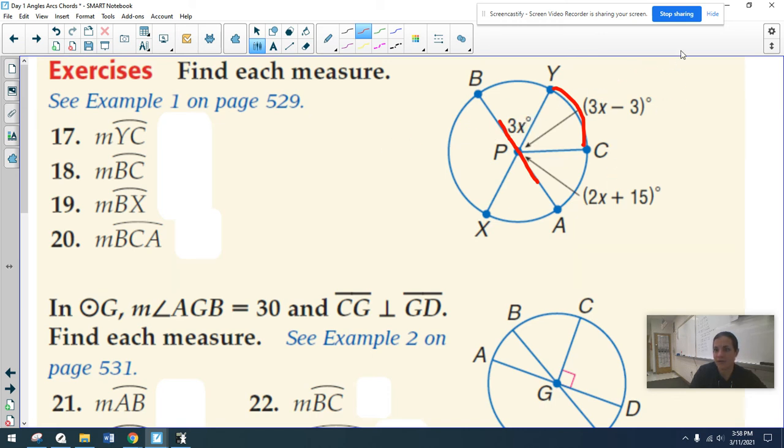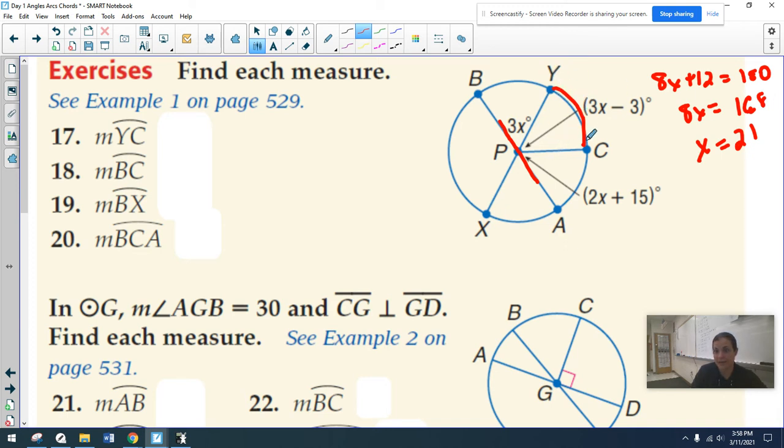So 3X and 3X and 2X, that's going to give me 8X. Negative 3 and 15 is 12. So I just added the 3 together because it gave me a straight line, which is 180. So that's going to give me 168. So my X is 21. That's going to help me, that way I can figure out what all my angles are.